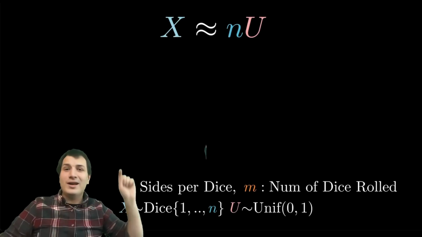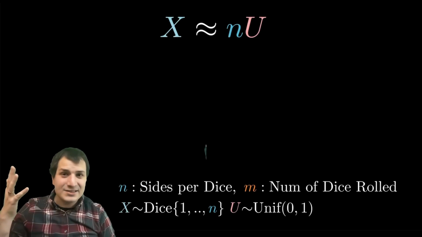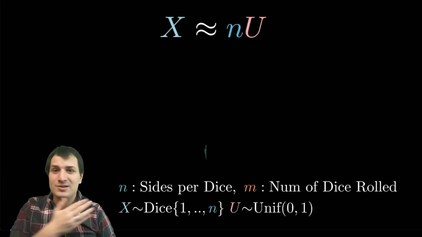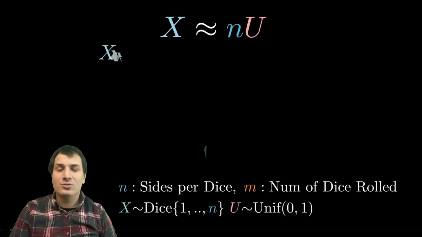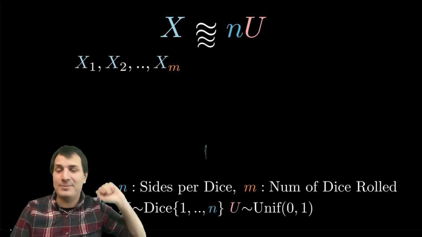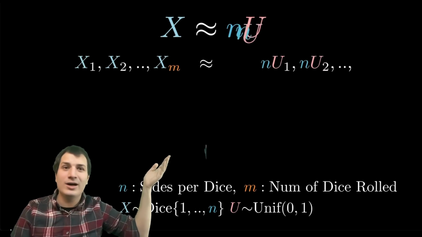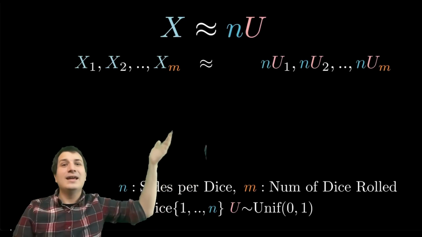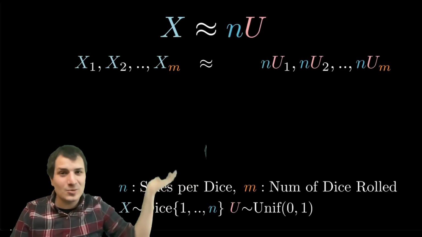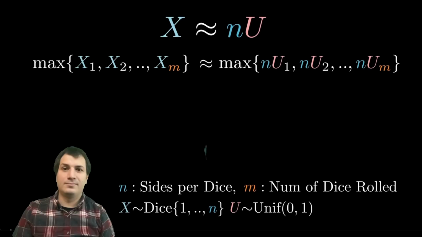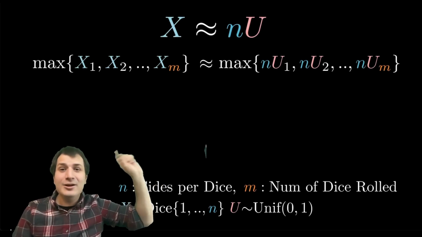Well, if we want to do the maximum of x's of dice rolls, we can just take this approximation and apply the maximum operation to it. So on one side, we get x1, x2, x3 all the way up to xm. On the other side, we get nu1, nu2 all the way up to num. If x is approximately nu, then these two sequences of random variables should also be approximately equal to each other in some sense. So now we take the maximum, and here is the nice thing.